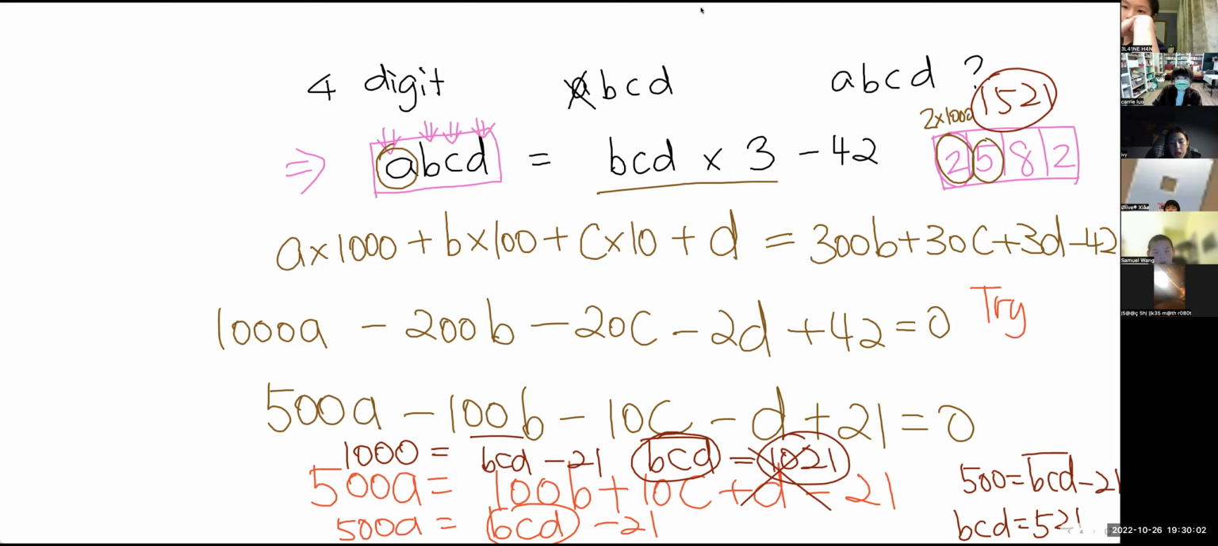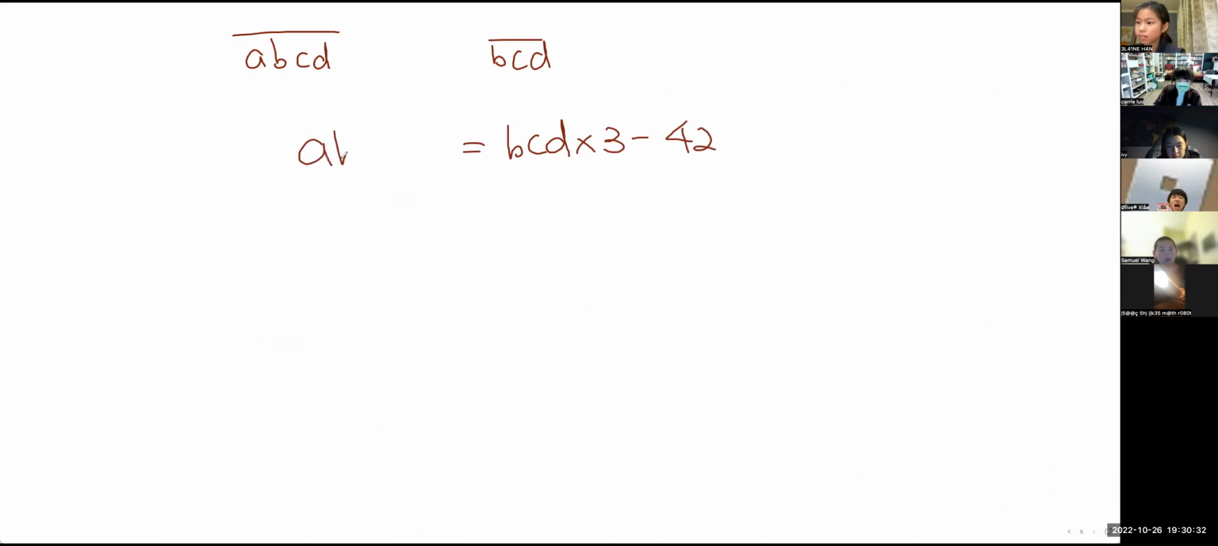Do you want me to explain again? Because I think for some part, a lot of students are getting confused, so I'm going to do it again from the very beginning. I have a number ABCD, a 4-digit number. And I am very naughty, so I said, hey, I don't like A, and I just make it a 3-digit number, BCD. So I know BCD times 3 minus 42 equals the original 4-digit number.